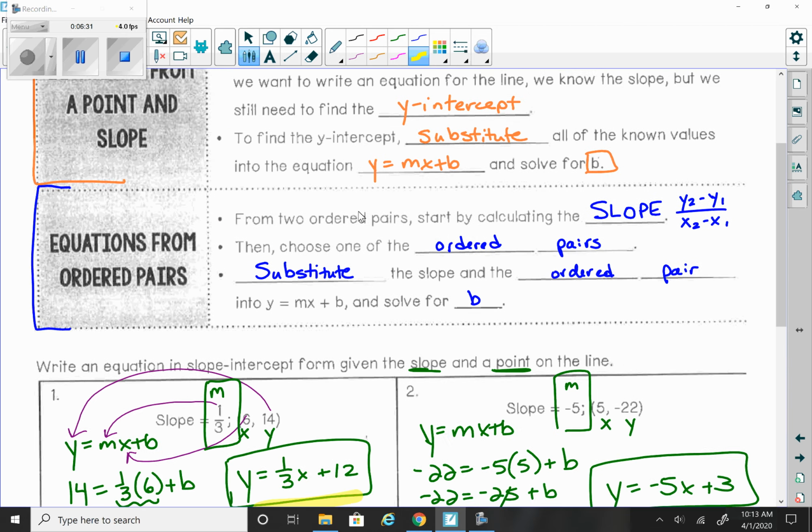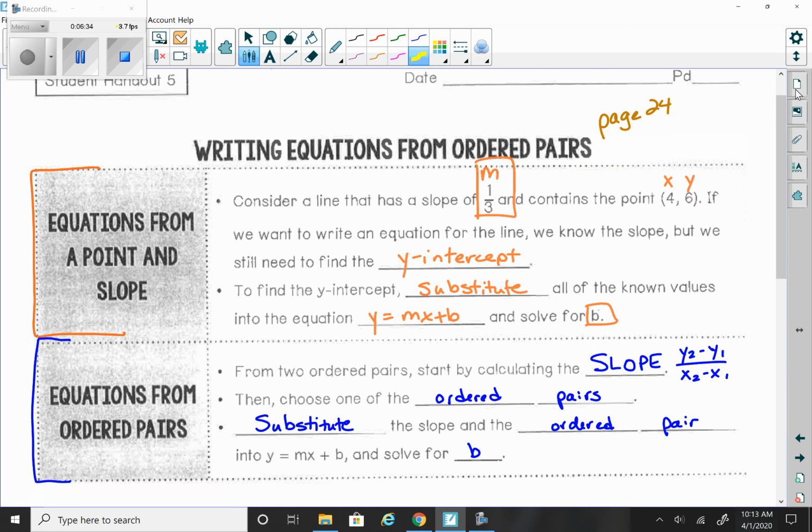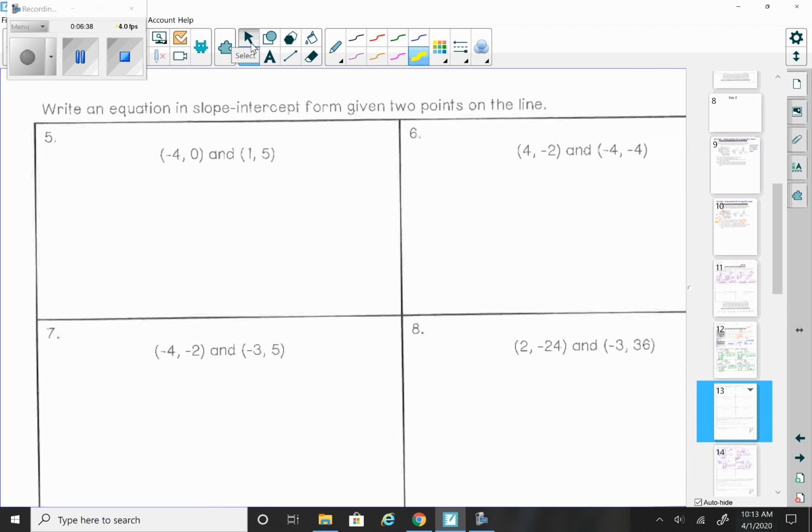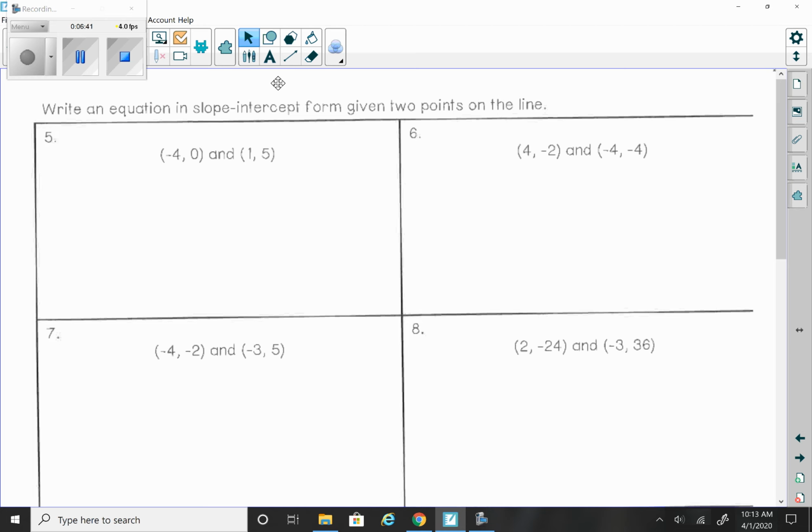Let's go ahead and turn over to the next page. So we're going to turn over to page 25, and we're going to work on writing equations in slope-intercept form given 2 points on the line. So again, when you're given 2 points, the first thing you want to do here on page 25, let's go ahead and label the first point. -4 is going to be our x1, 0 is your y1, 1 is your x2, and 5 is your y2. So we're going to go ahead and take those numbers and plug them into the slope formula.